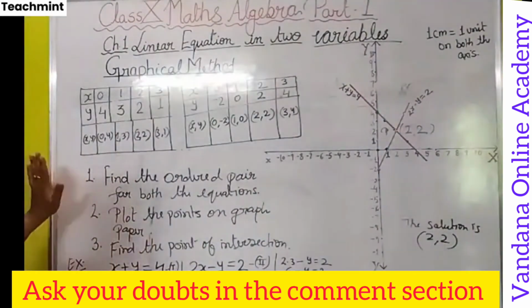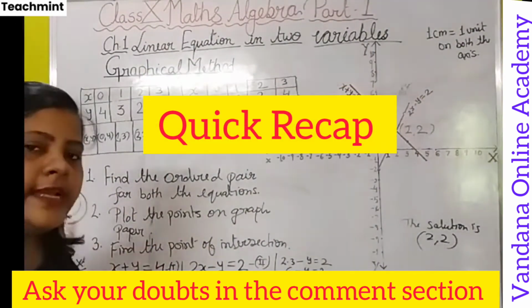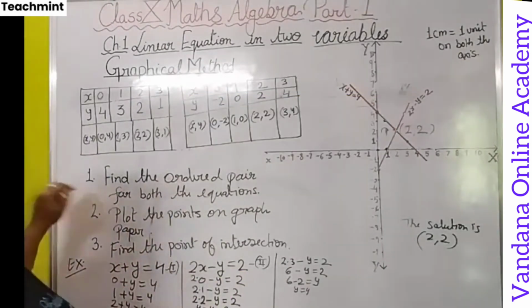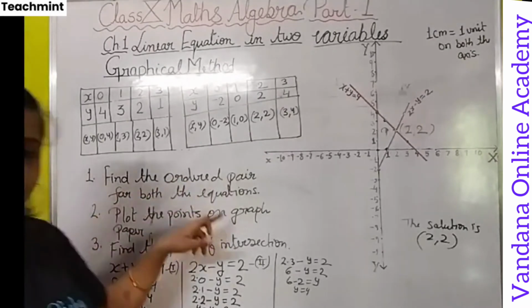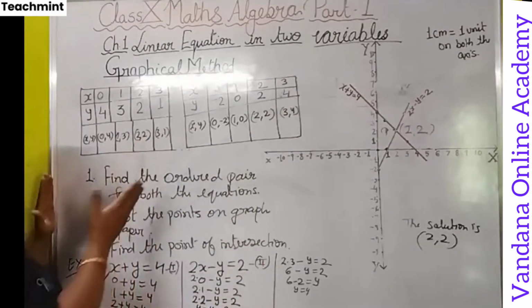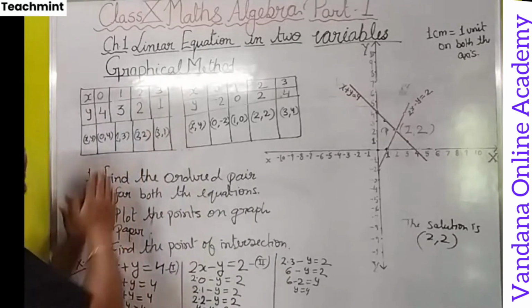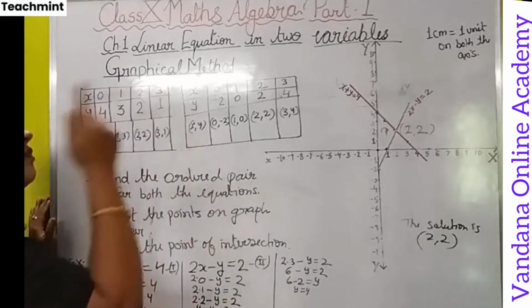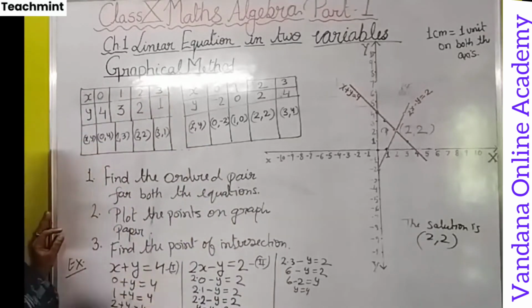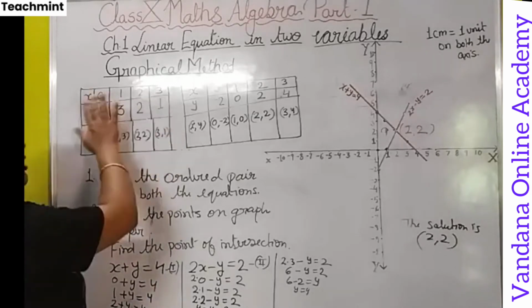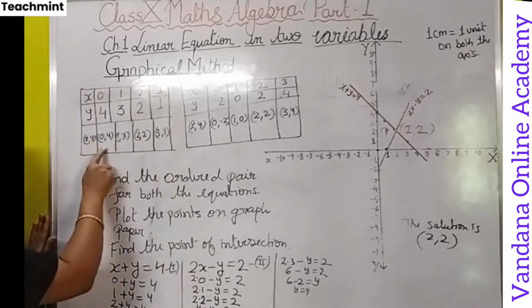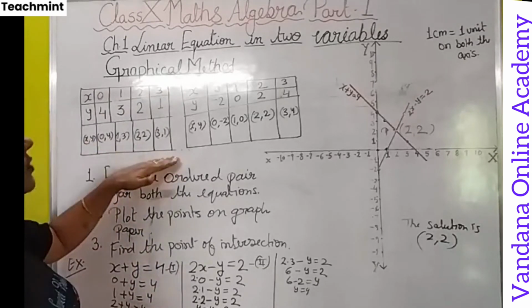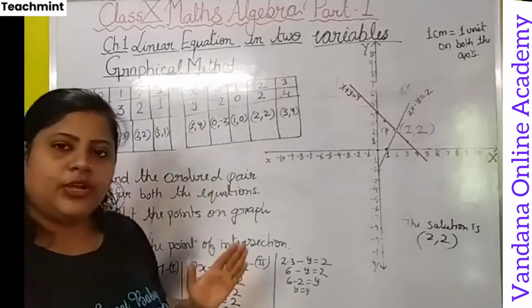As I told you, for drawing any graph for simultaneous linear equations, we will follow these steps. The first step is to find the ordered pairs for both the equations. For finding ordered pairs, we will make this table. We have to draw the tables like this. We have to take the values of x, and then putting these values of x, we will get the values of y. So this table is prepared. Accordingly, we will write the ordered pairs, x coordinate, y coordinate. For both equations, we will do the same thing.